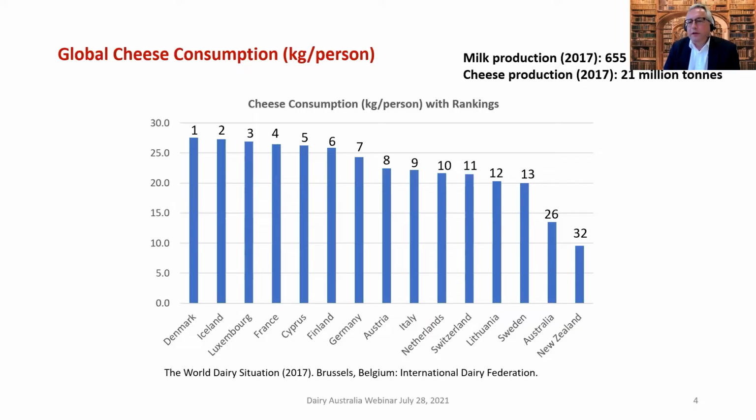And then you see Australia down there, 26th, and New Zealand, 32nd. And looking at the amount of cheese we consume, over here, it's just a little less than 10 kgs per year per person. And in Australia, it looks like it's about 13 kilograms. That's going up, by the way. Up the top there, you'll see that there is roughly 655 million tons of milk produced per year. And cheese production is about 21 million tons.